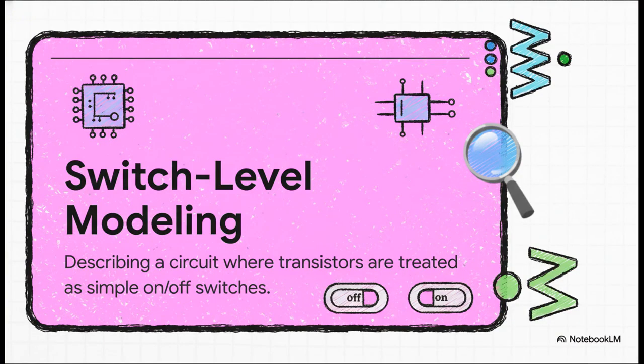So what exactly is switch-level modeling? Well, it's this really clever technique where we intentionally simplify transistors down to their most basic function, being either on or off. That's it. This creates the perfect bridge between the messy, analog reality of flowing electrons and the clean, binary logic of the digital world we want to create.